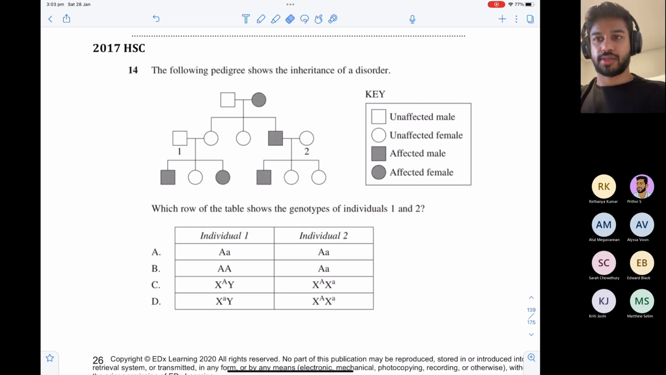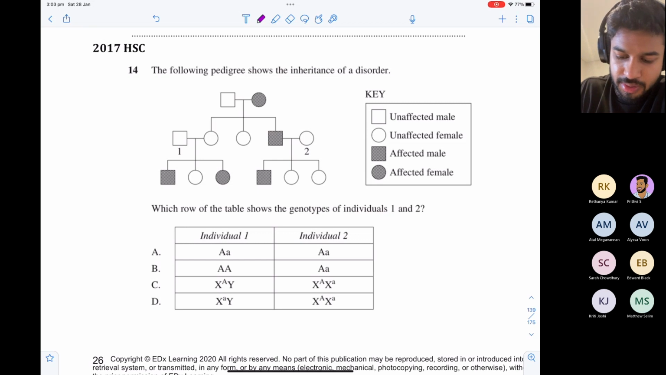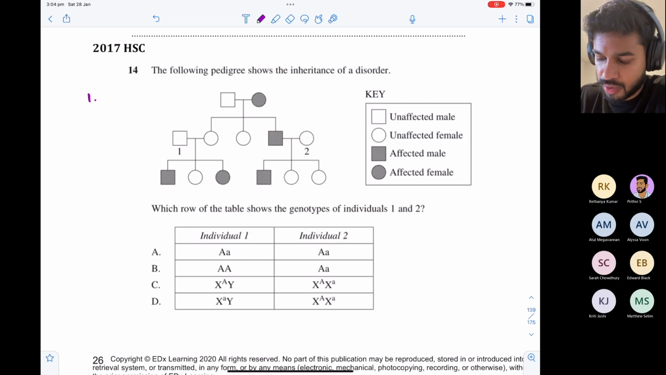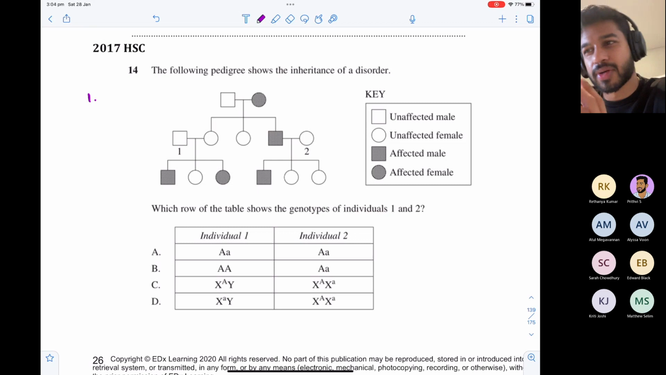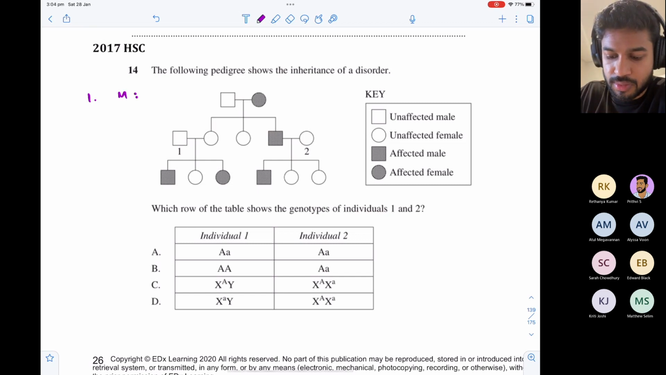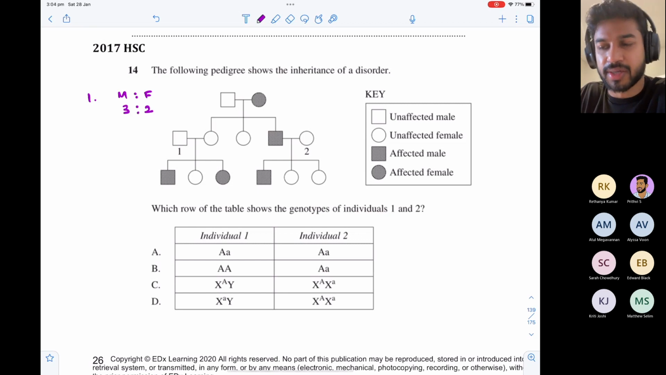Let's get started. Brittany, what's the first question you ask yourself looking at this pedigree? Which gender is more affected? Good. Do you see a tendency for males or females to be affected? There are more males affected. Good. There's 3 males and 2 females, but is there a strong male or female disposition in this pedigree? It's 3 to 2. I wouldn't say that's big.